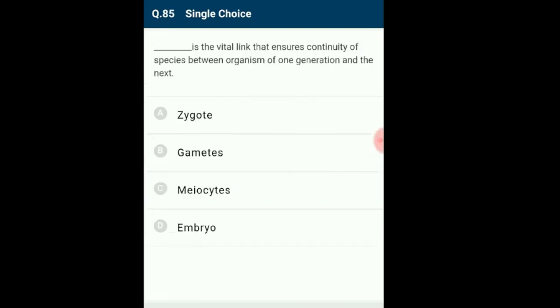Question number 85. Zygote is the vital link that ensures continuity of species between organisms of one generation and the next. The formation of zygote is universal in all sexually reproducing organisms. A zygote is the first product of sexual reproduction, formed by the fusion of a male gamete with an egg cell or female gamete. Every sexually reproducing organism, including human beings, begins life as a single cell, the zygote. So the answer is option A. Zygote is the vital link that ensures continuity of species between organisms of one generation and the next.